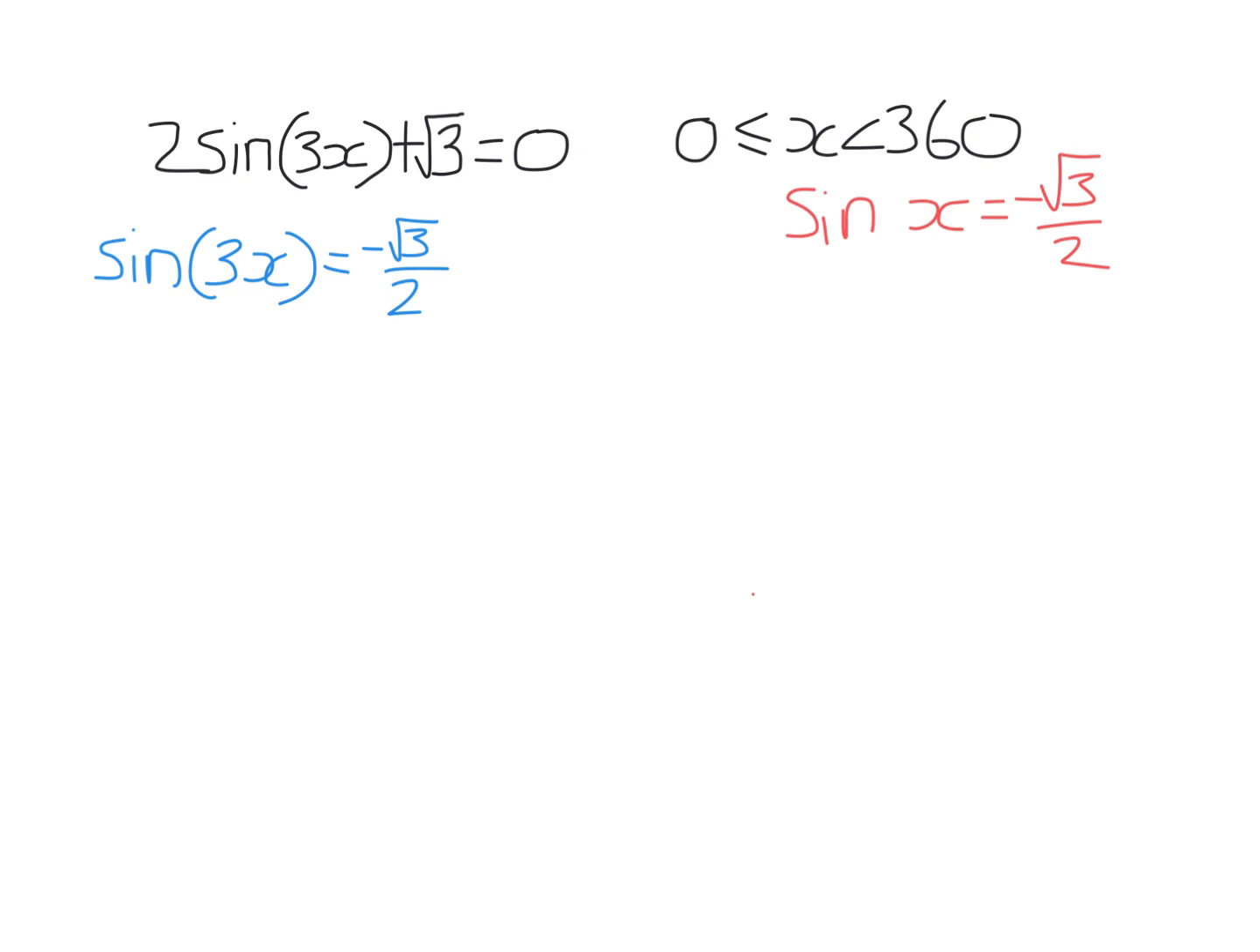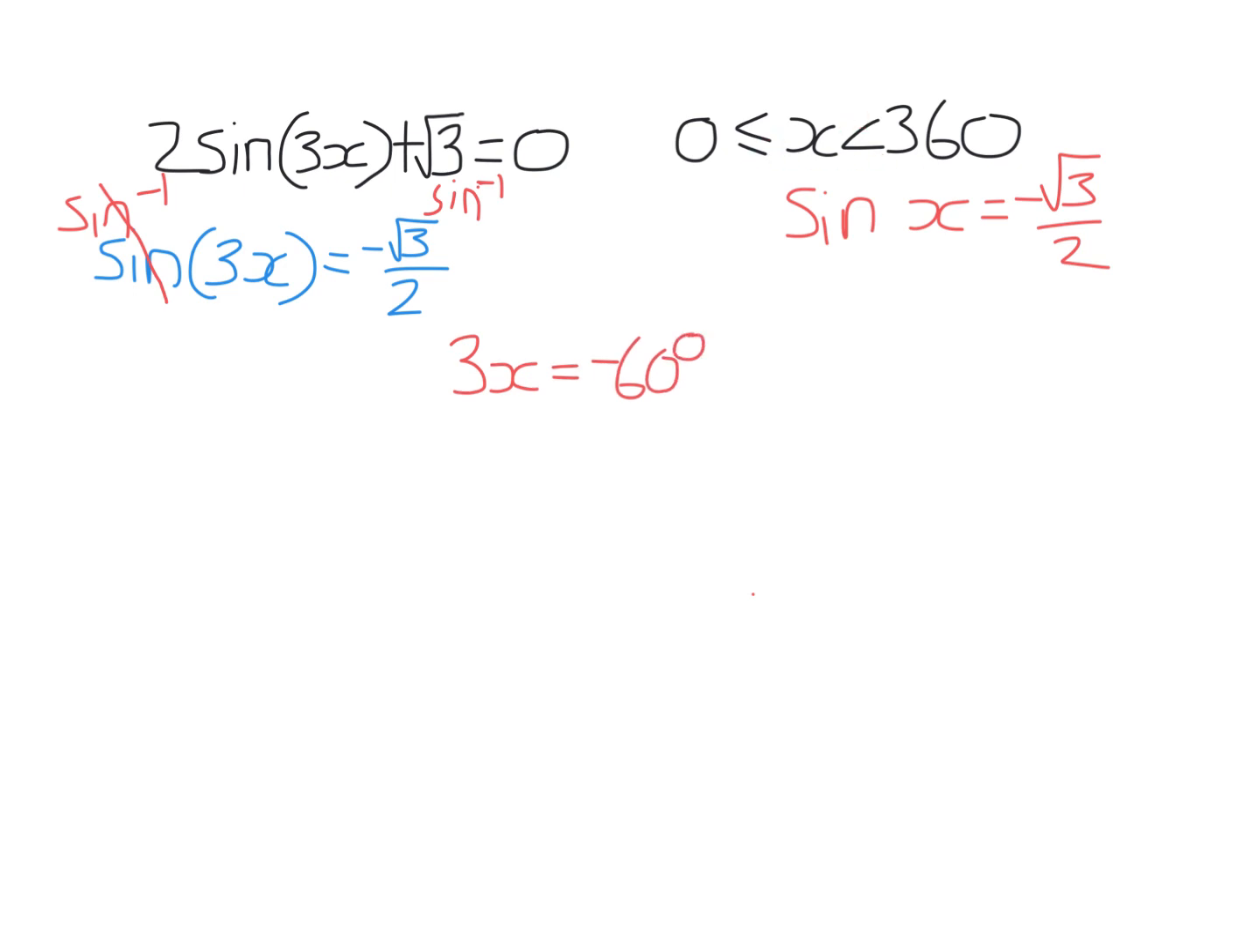So what we do to solve this equation, we get our first solution using our calculator. So what we're doing with our calculator, we're taking the sine inverse of each side. I want x by itself, and sine inverse and sine undo each other. So I'm left with 3x equals the sine inverse of negative root 3 on 2. So I believe if you put sine inverse of negative root 3 on 2, your calculator will say negative 60 degrees.